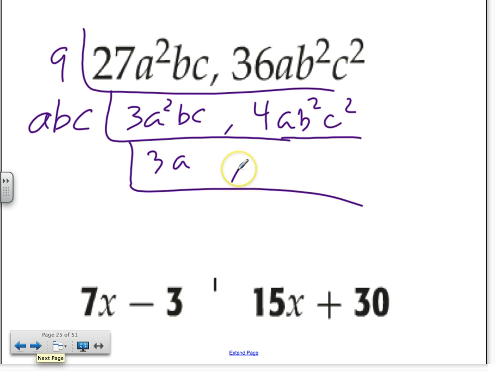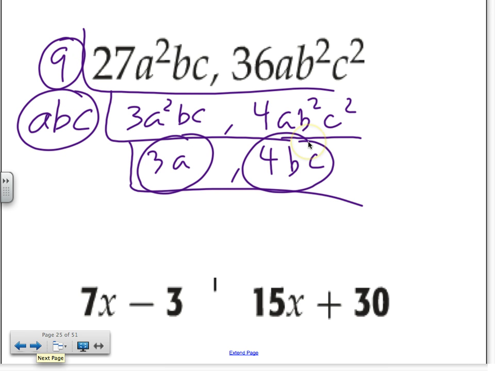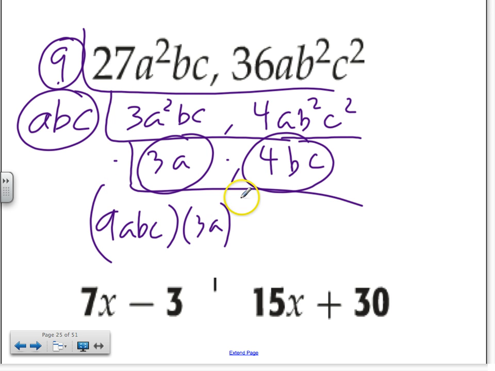Okay, move on. Over here, we still have 4, right? If we take out the A, do we have any A left? No. How many B? 1. 1 C. Okay, are we done with the taking out part? Good. So then what we do is we take the GCF outside, times it by the leftover inside, and what do we have? Let's check it out. There's 9abc times 3a times 4bc, which in this case will give us what? What's 12 times 9?